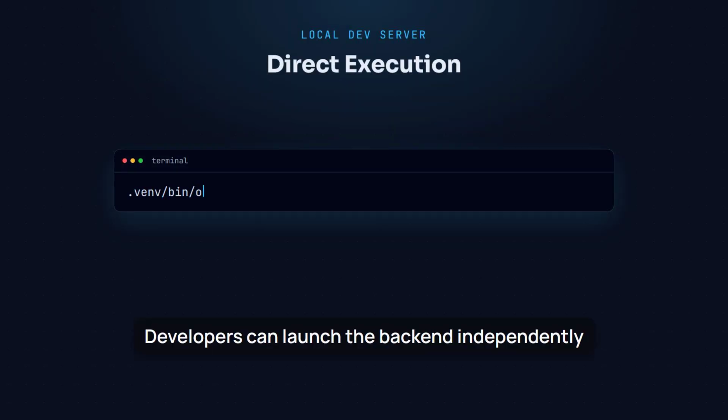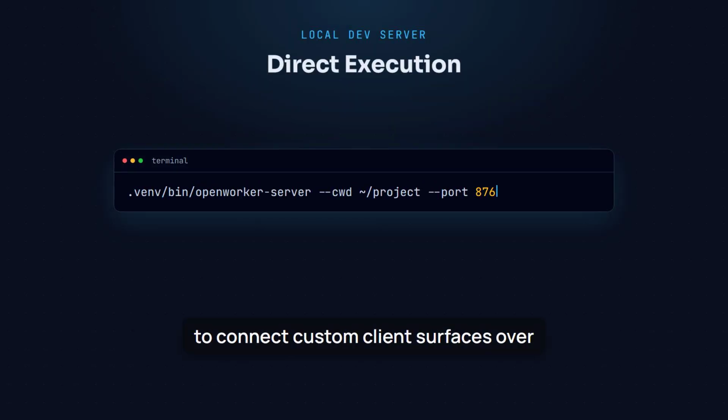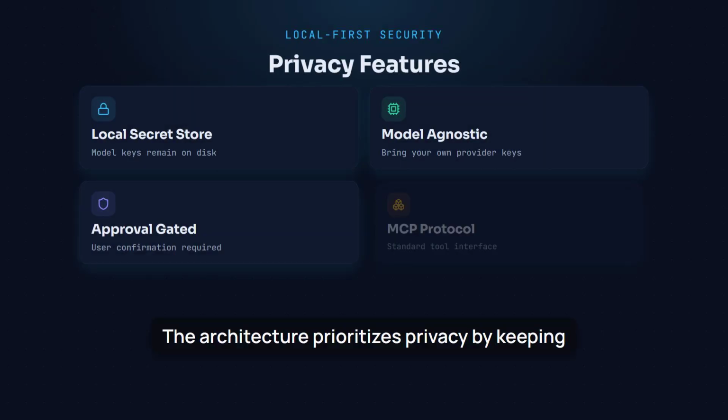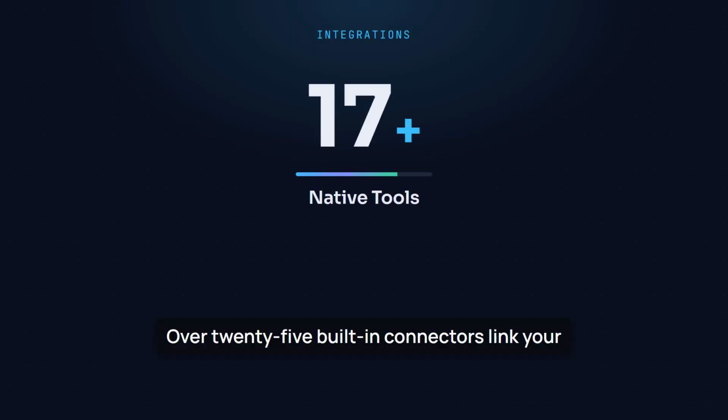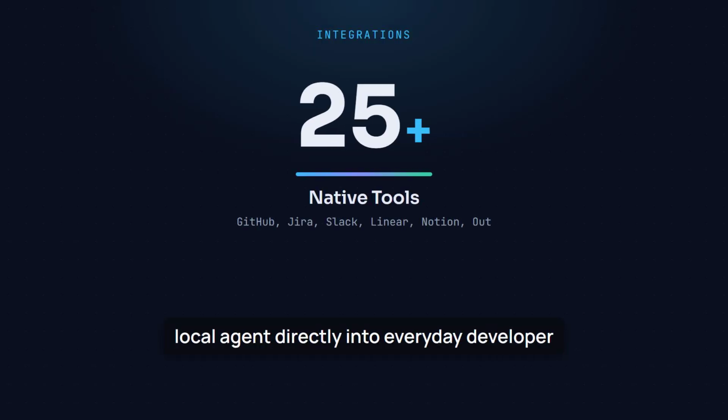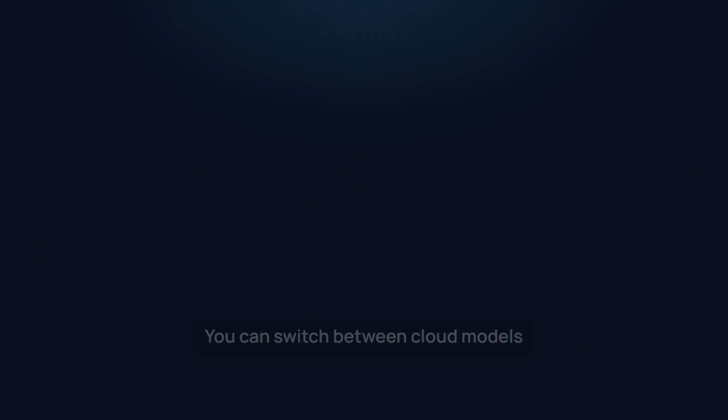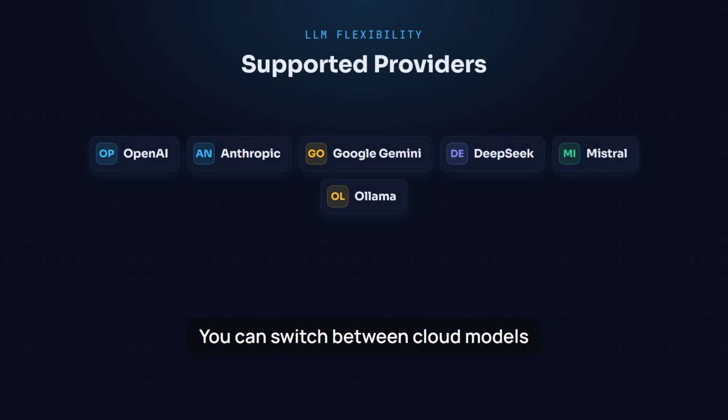Developers can launch the backend independently to connect custom client surfaces over local ports. The architecture prioritizes privacy by keeping all model keys and transcripts inside local storage. Over 25 built-in connectors link your local agent directly into everyday developer tools. You can switch between cloud models like Anthropic or run fully offline using Ollama.